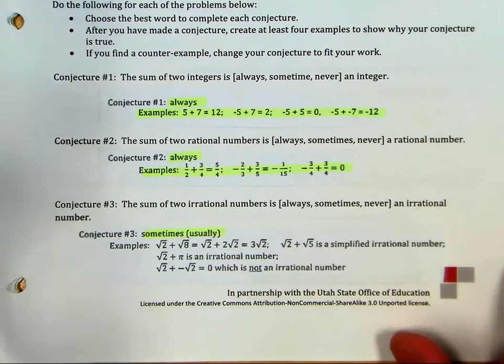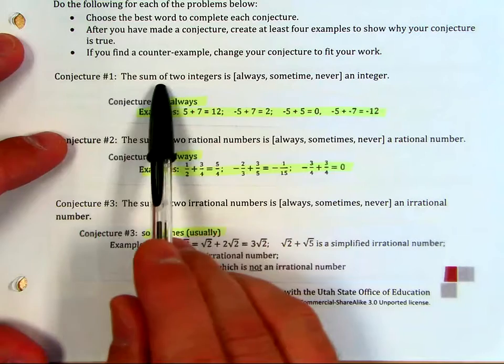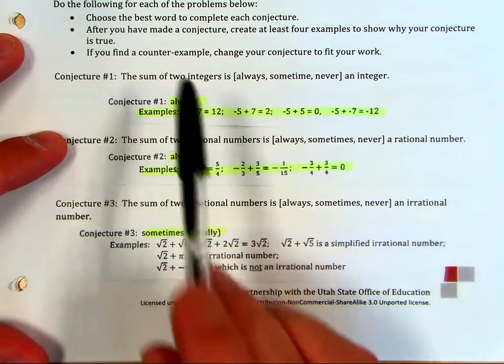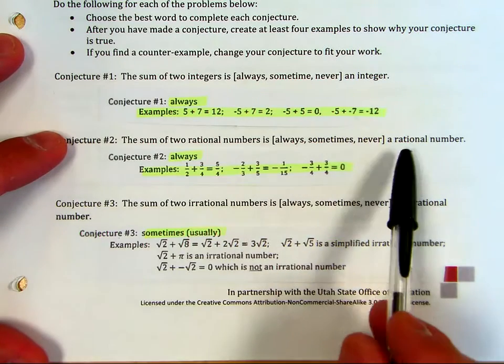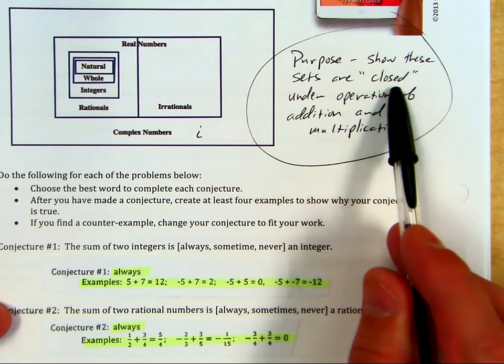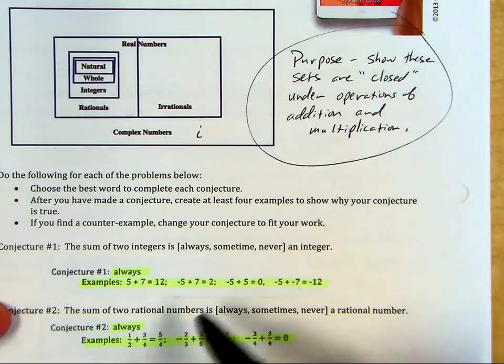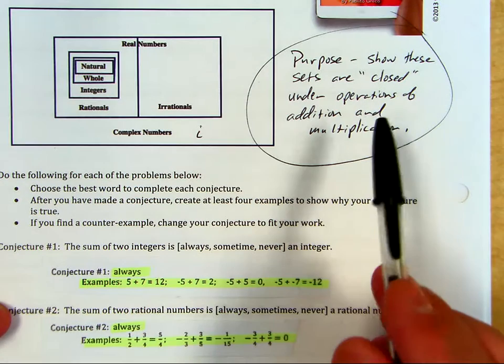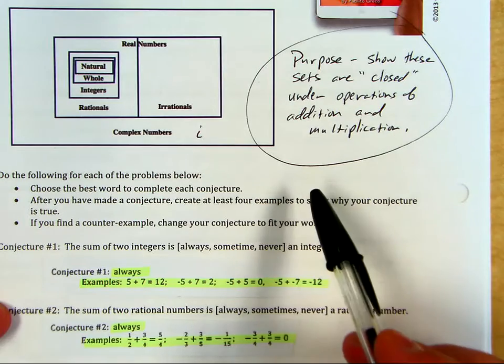It's always, always, sometimes. So the sum of two integers is always an integer. The sum of two rationals is always a rational. The operations are closed. That means the answer you get when you try some possible sets stays in that set of numbers.